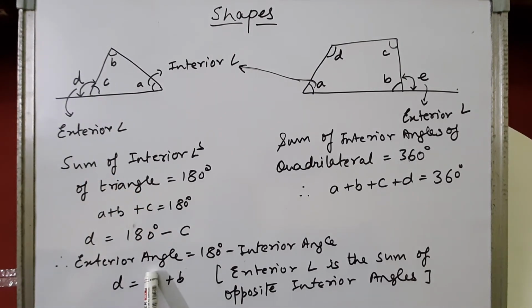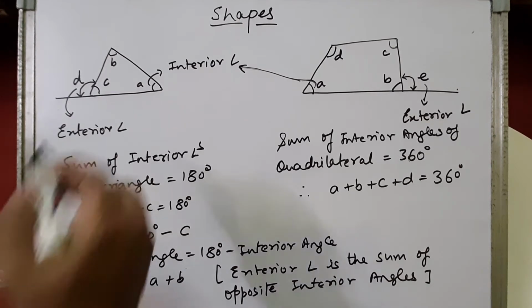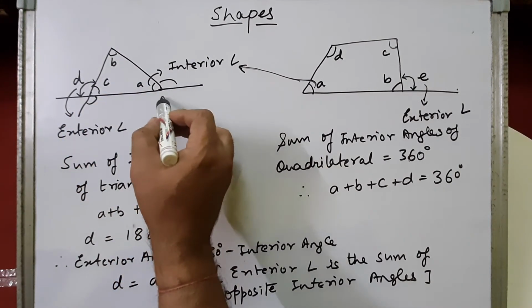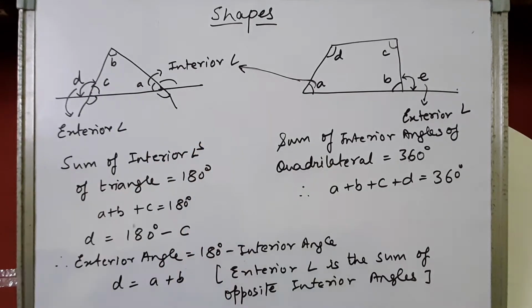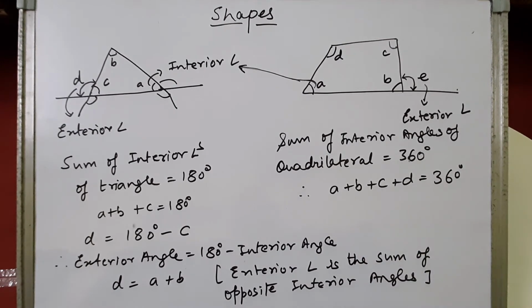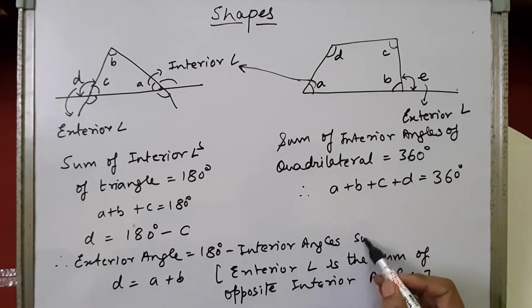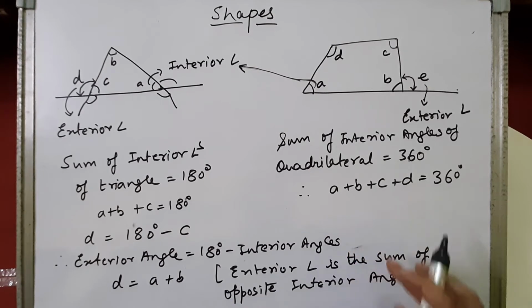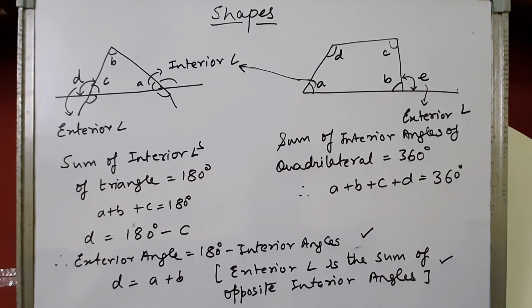And remember, for any exterior angle of the triangle, you can see how many exterior angles will be formed. If we produce this side, this is another exterior angle. If we produce this side, this is another exterior angle. This is also an exterior angle. So any exterior angle of a triangle is 180 degrees minus the interior angle, and the exterior angle is the sum of the opposite interior angles. Okay, these are the 2 important things that I want you to remember.